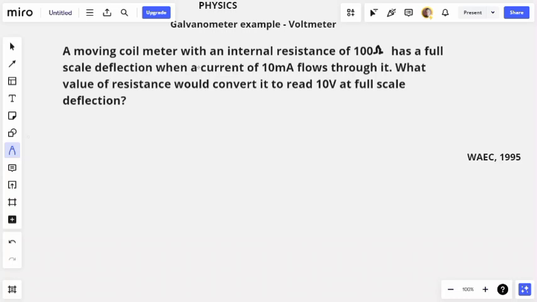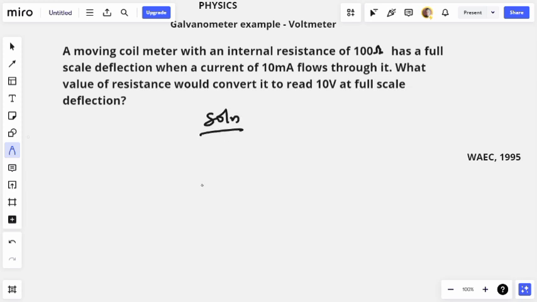95. On galvanometer voltmeter. It says a moving coil meter with an internal resistance of 100 ohm has a full scale deflection when a current of 10 milliamps flows through it. What value of resistance would convert it to read 10 volts at full scale deflection? So let's quickly do that.